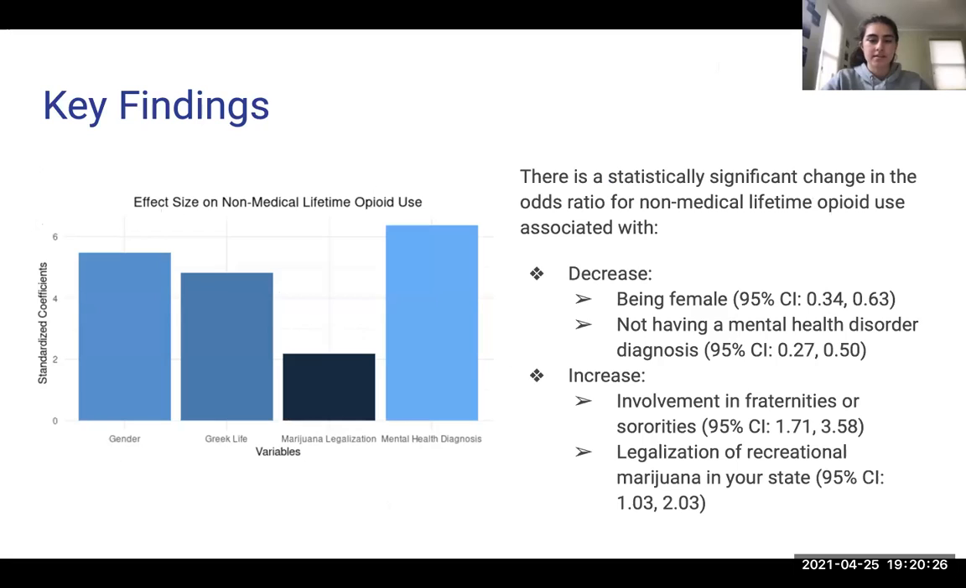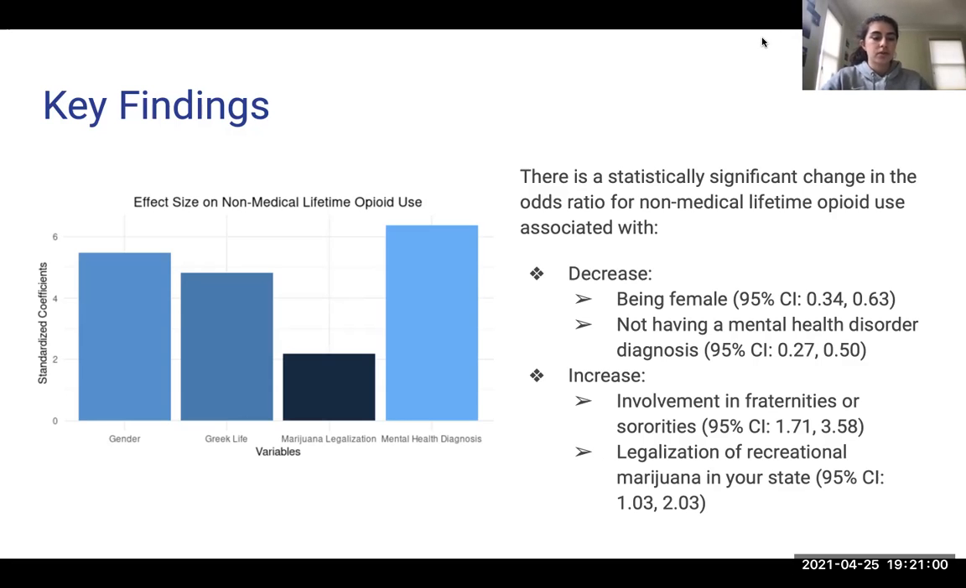As for our key findings, as said, the 4 variables we looked at are statistically significant. So this graph shows that all variables contribute to a prediction of non-medical lifetime opioid use for students aged 18 to 24, where the larger bars represent those variables that contribute more to this model. So specifically, being female decreases a person's odds of non-medical lifetime opioid use, as does not having a mental health disorder. Those that increase it are being involved in a frat or a sorority, as well as being in a state where marijuana is legal.